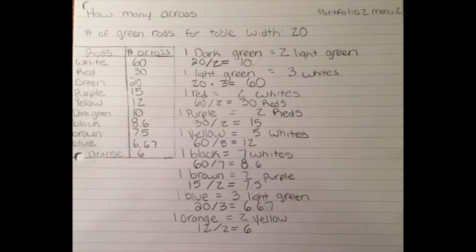The next color I went to was black, and once again there wasn't any rod that was half the size of black, so I used white. So it takes 7 whites to get to 1 black, so I divided 60 by 7, and I got 8.6.